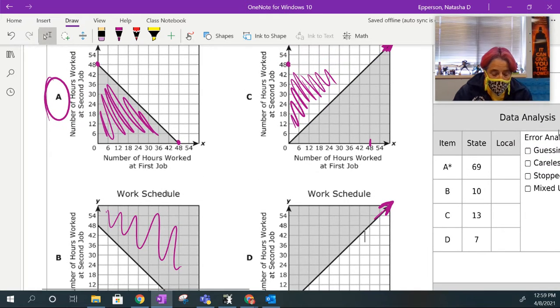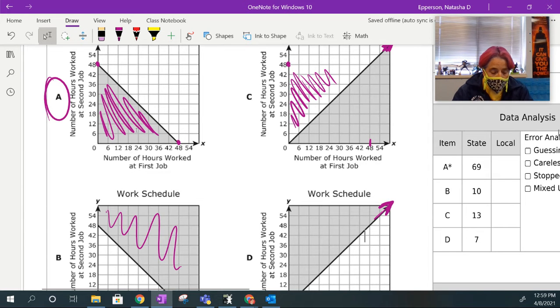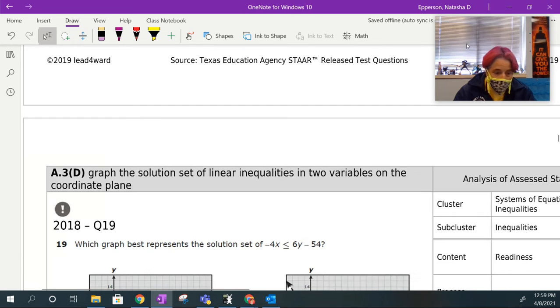Be very careful on your Scantron on these types of answers. Make sure that you are looking at the right letter with the right graph and that you bubble it in correctly on the Scantron when you're graphing.